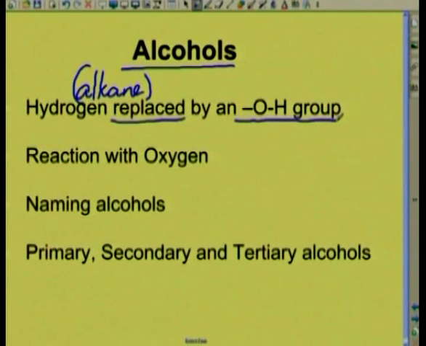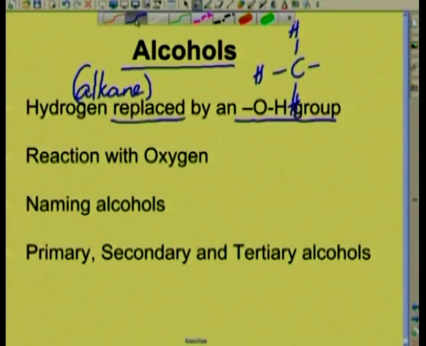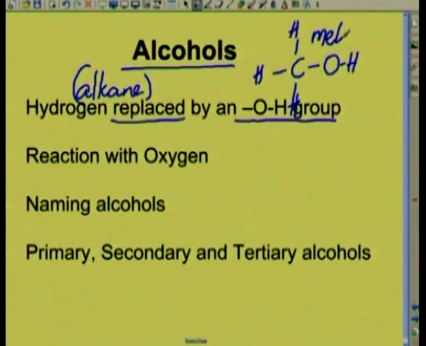For example, if I've got methanol, so I've got methane like that. One of the hydrogen atoms, say this one, is replaced by an OH group. So you've got O there and the H there. And that gives you your alcohol. And what alcohol will be this? This will be what we call methanol.